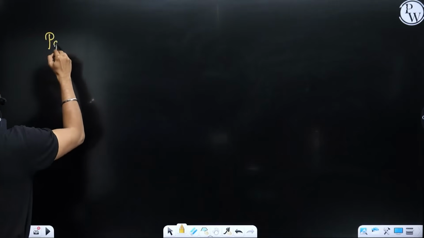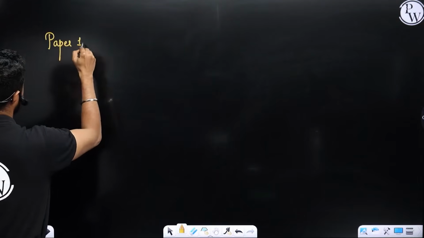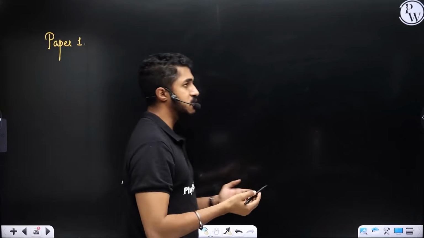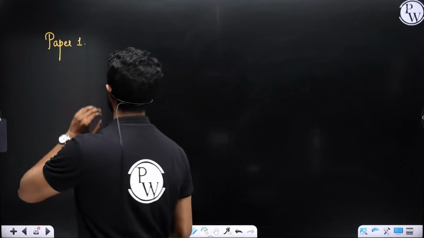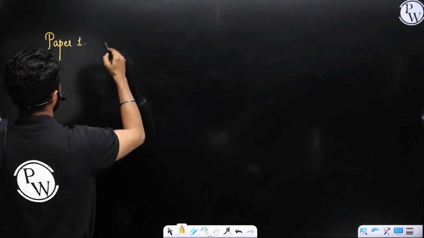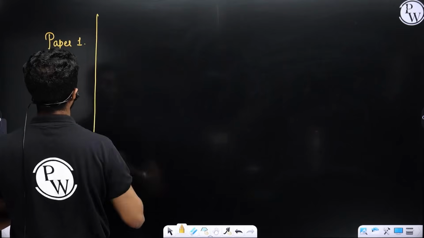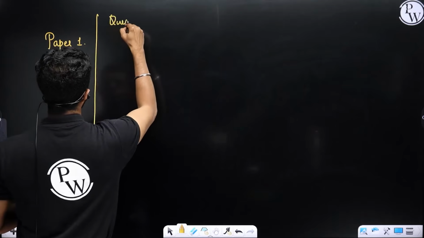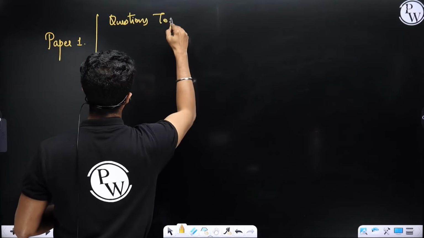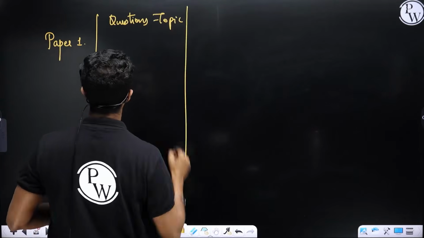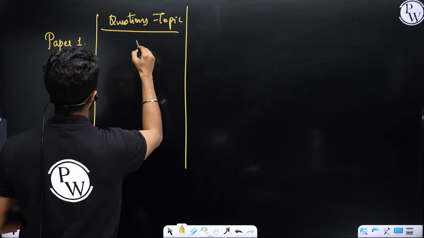Paper 1, I'll tell you what to do first. The mistake that many students make is that they don't analyze the question paper properly. So what you do is, you take paper 1, segregate the questions according to topic. Find out per topic how many questions you got.